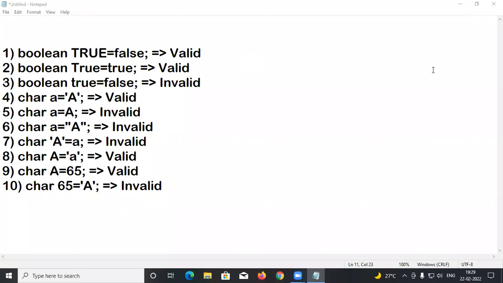How many? 6. What is the first one? Integer literals. Second one, floating point literals. Third one, character literals. Fourth one, string literals. Fifth one, Boolean literals. Sixth one, object literal. 6 categories of literals. Okay. You studied only 4 categories of literals.